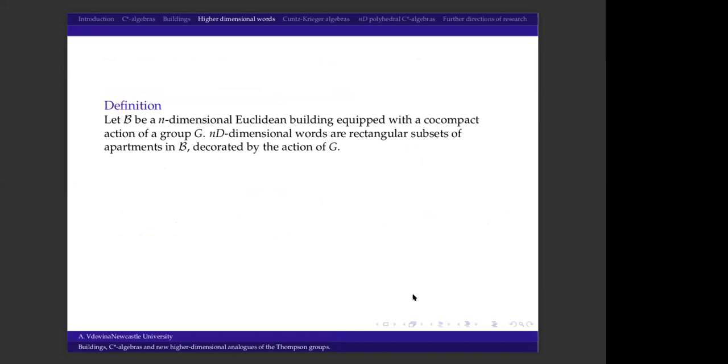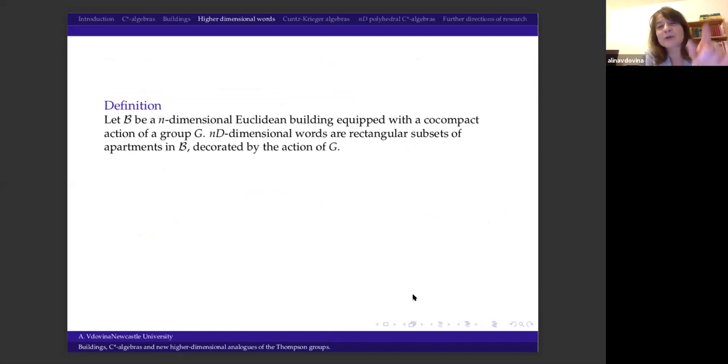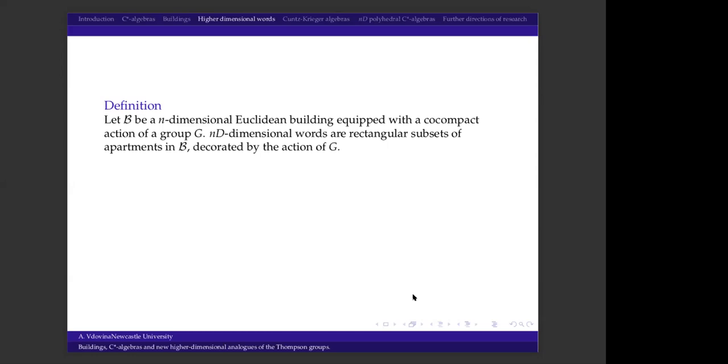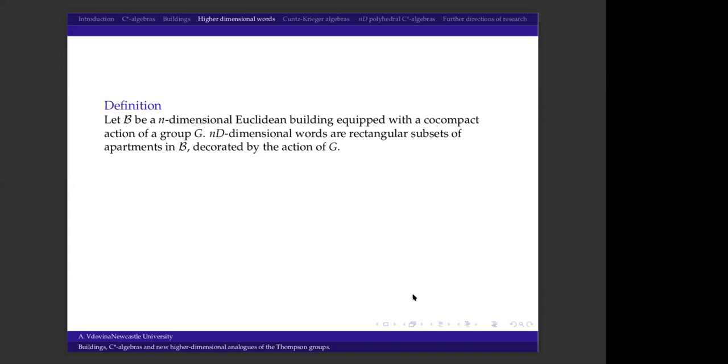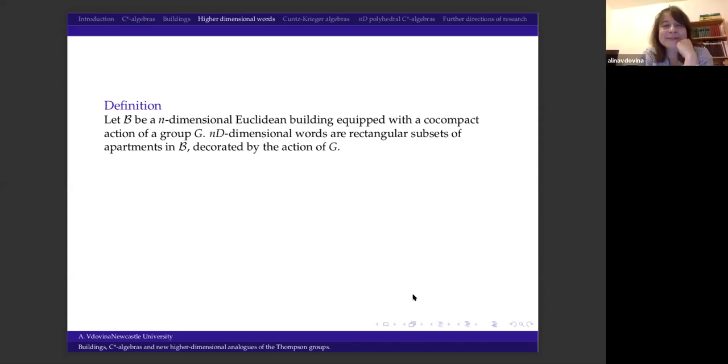I don't know if it's good, maybe about words it's the second time I'm talking about it, but about all these things together, it's the first time I'm talking about. So I'm very happy if you give any comments. As I said, it's more to give ideas than to give a very rigorous exposition. I just think that it is either nD words or n-dimensional words. Yeah, you're right, n-dimensional.